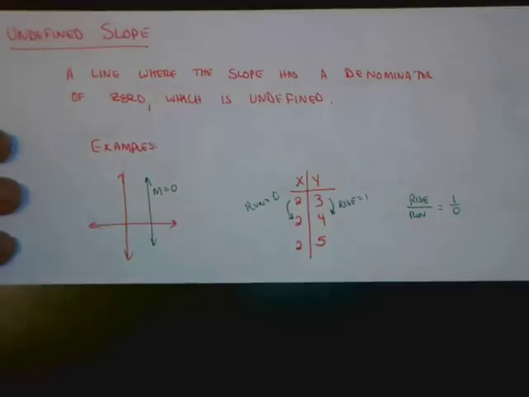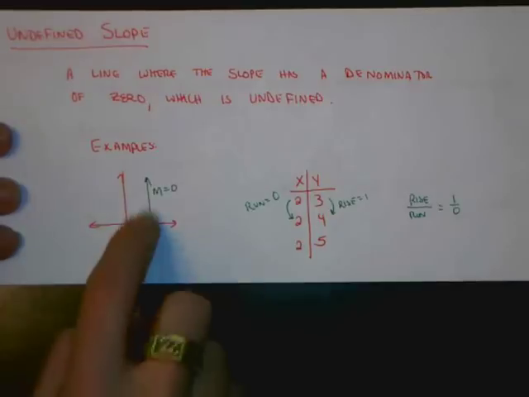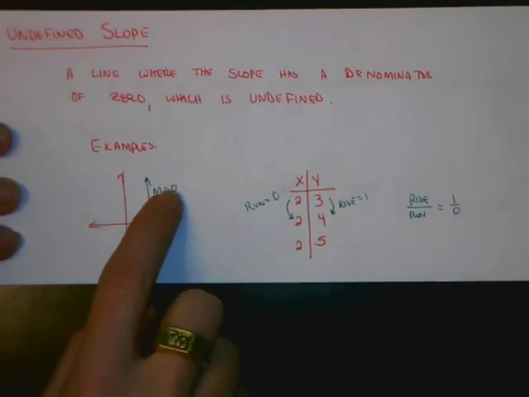Next, we have an undefined slope. An undefined slope is a line where the slope calculation yields a denominator that's 0. And a fraction with a denominator of 0 is undefined. So here's an example. This straight up and down line has an undefined slope.